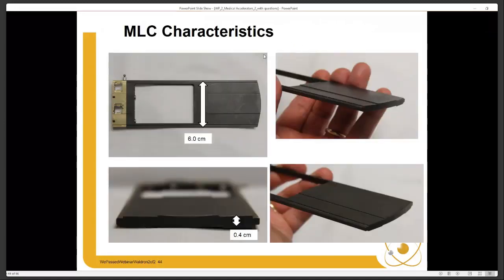Here's a photo of a, going way back in time, Varian Mark style MLC leaf. You can see here's the curved leaf end, here's the actual leaf blocking part itself, and of course this section back here on the left would not be extended into the beam. And you can see the tongue and groove structure here.